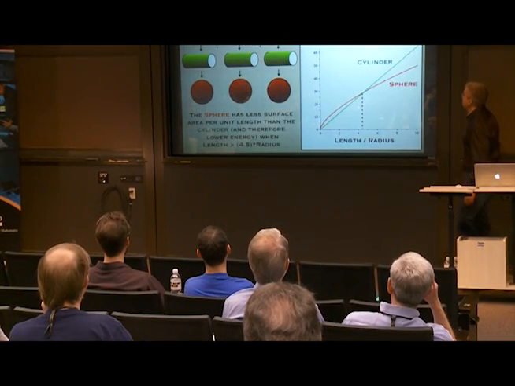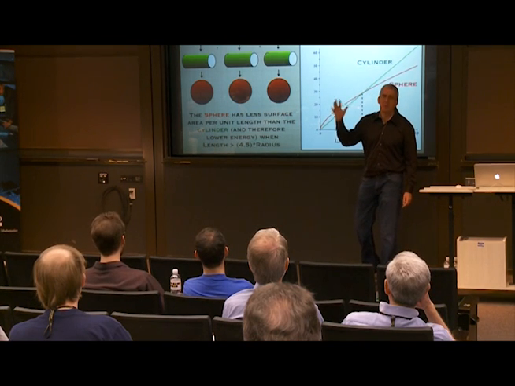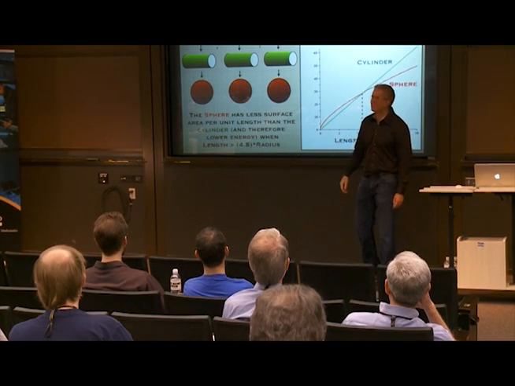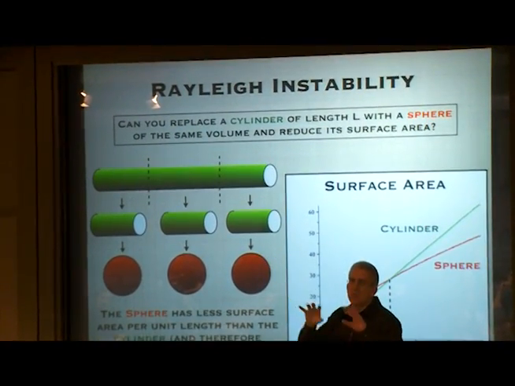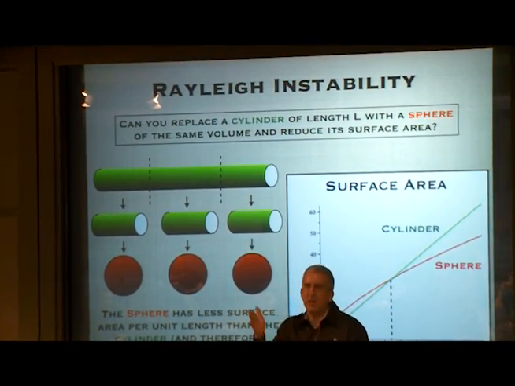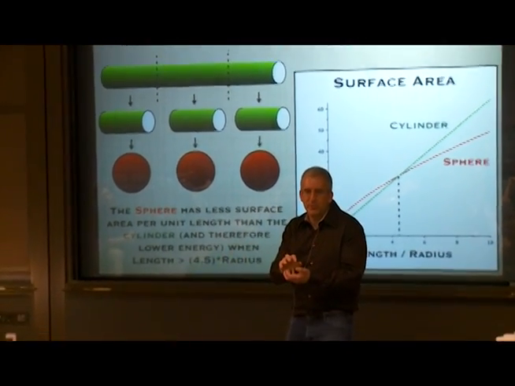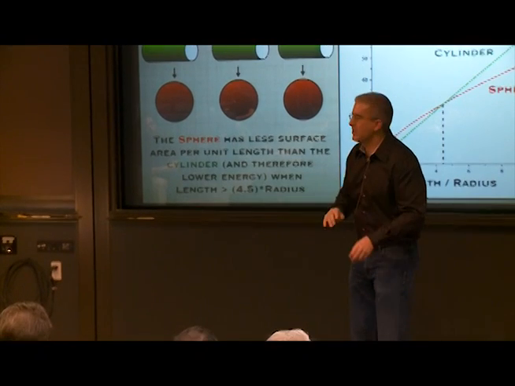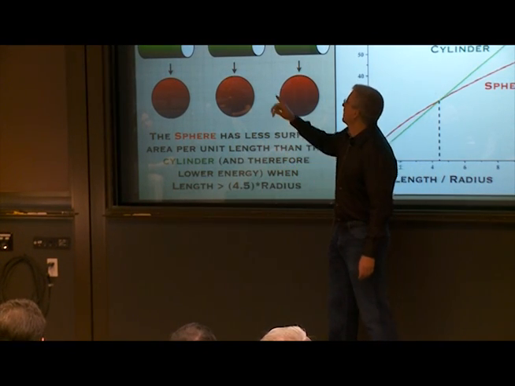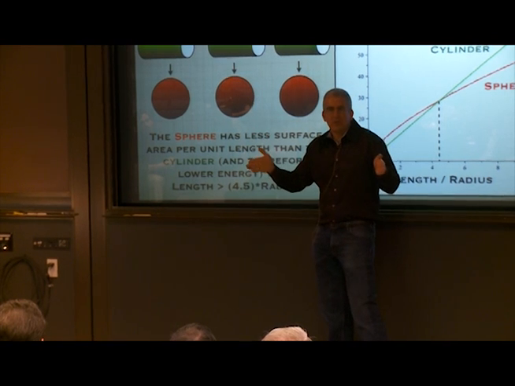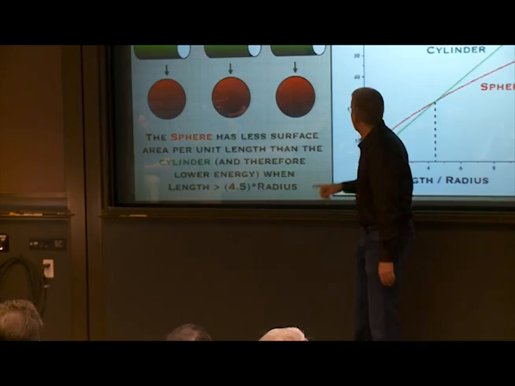So remember that if we look at the system, what is it trying to do? It's trying to minimize its surface area per unit volume. So I want you to think about taking a long cylinder, which has a certain surface area, and chopping it up into a bunch of shorter cylinders, and then turning them into spheres. And the question is, which has less surface area? The shorter cylinders, and by the way, you don't include the end caps because they would actually be pushed together, or the spheres. And you have a graph over here.